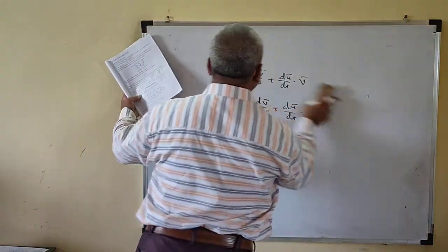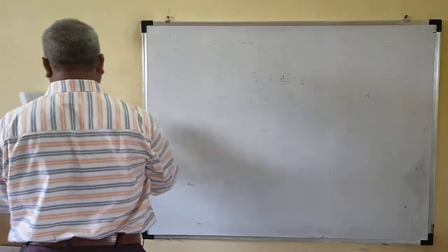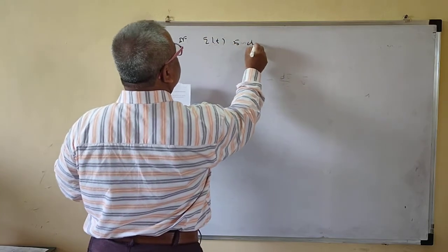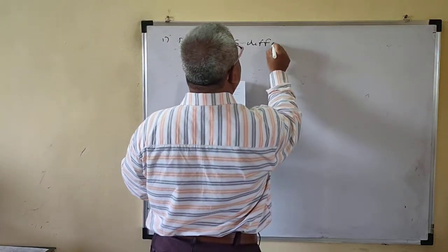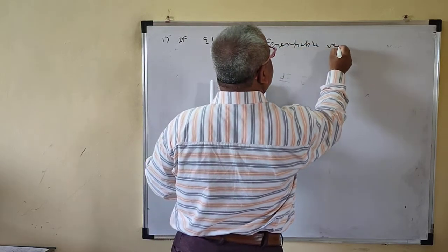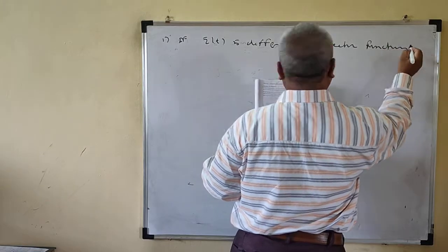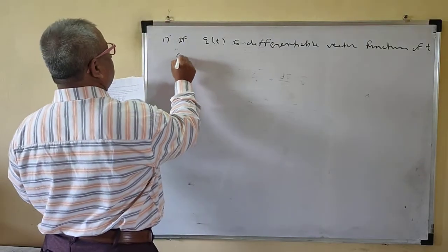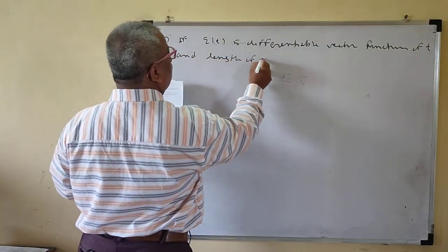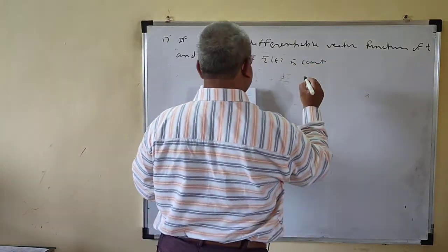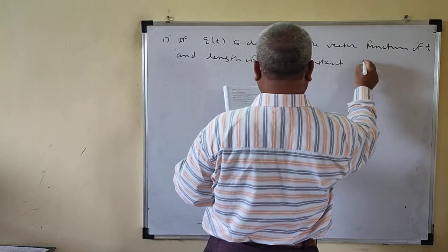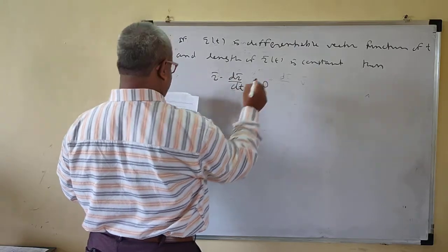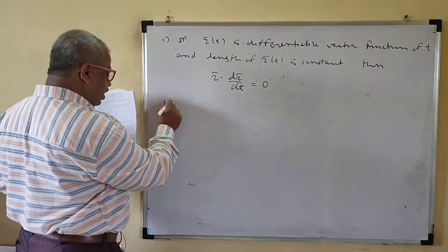So one thing you should know: if r bar of t is a differentiable vector function of t and the length of r bar of t is constant, then r bar dot dr bar by dt is 0. This is the dot product. This is 0.